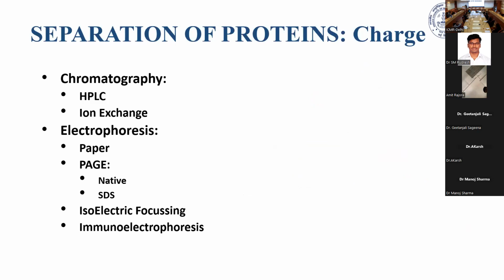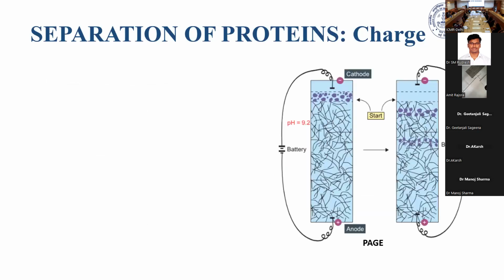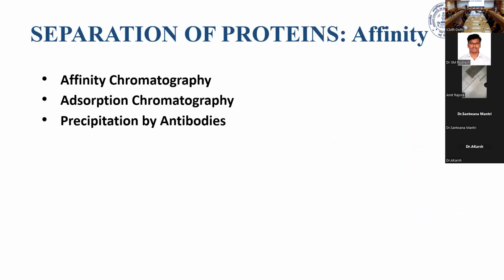If it is a charged protein, you can go for ion exchange chromatography, or you can use high performance liquid chromatography. If it is a charged particle, then you can go for electrophoresis, depending on whether you want to identify the protein or whether you don't know about the protein but you're trying to separate it. Different techniques will come into the picture. Okay, so we can have ion exchange chromatography, paper chromatography, polyacrylamide gel electrophoresis, and isoelectric focusing. And lastly, based on affinity binding, you can have more techniques: affinity chromatography, adsorption chromatography, precipitation of antibodies. Each of these parameters will have their own pros and cons.